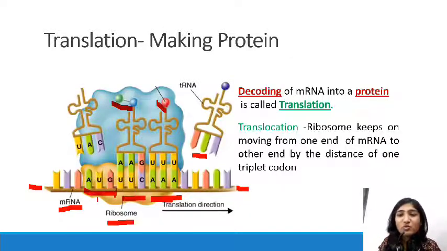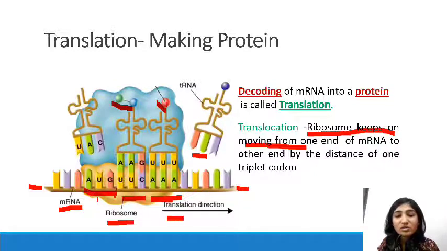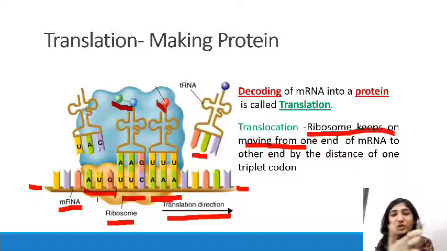बघा, रायबोझोम कीप्स ऑन मूव्हिंग फ्रॉम वन एंड ऑफ mRNA टू अदर एंड बाय द डिस्टन्स ऑफ 1 ट्रिपलेट कोडॉन. बघा, ट्रान्सलेशन डायरेक्शन ही दाखवली, तो असं मूव्ह करेल, हे 3 झाले की पुढे मूव्ह करेल. सो दॅट इज नथिंग बट ट्रान्सलोकेशन. लोकेशन चेंज करेल ना त्याचं, म्हणून ट्रान्सलोकेशन. ओके, गेटिंग इट. सो ट्रान्सक्रिप्शन, ट्रान्सलोकेशन.